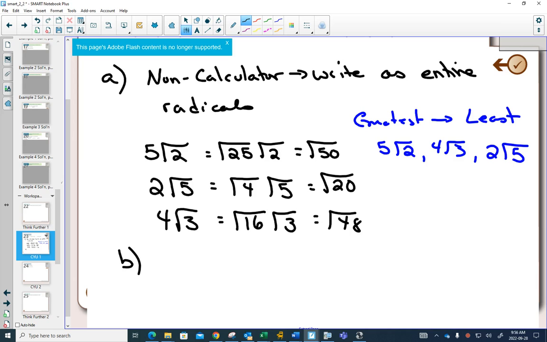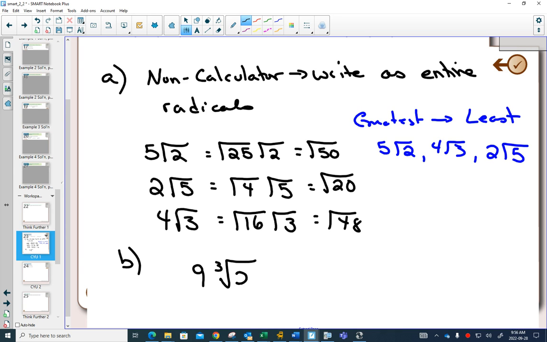Part B would also be non-calculator, but this is the first time, like our activity at the beginning was just with square roots. In Part B, we have 3 things that are listed with cube roots. Okay, we have 9 cube root of 2. Oh my goodness. Okay, I'm going to say that their choice of number here, I probably wouldn't put this on your non-calculator part. Does anybody know cube root of what number is equal to 9?